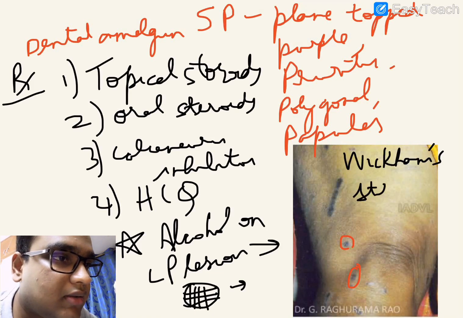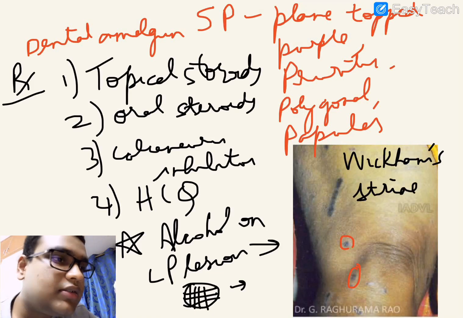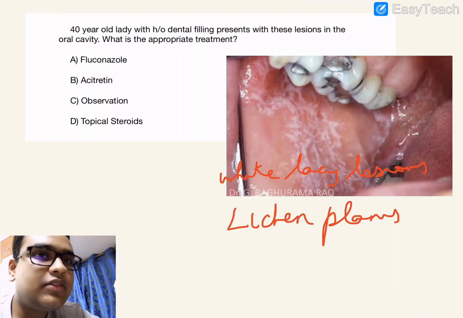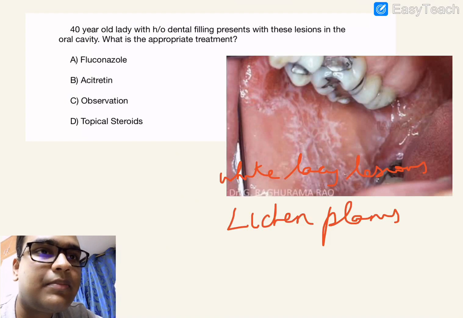Wickham's striae. So Wickham's striae is what you see on a microscope when you put a slight amount of alcohol on an LP lesion and view it on a microscope. You look at this striae-like lesion, which are known as Wickham's striae. So now coming to the question, what is the appropriate line of treatment for oral lichen planus?